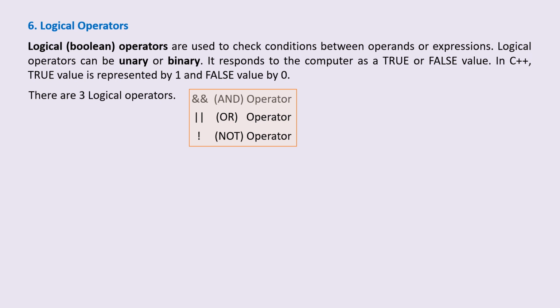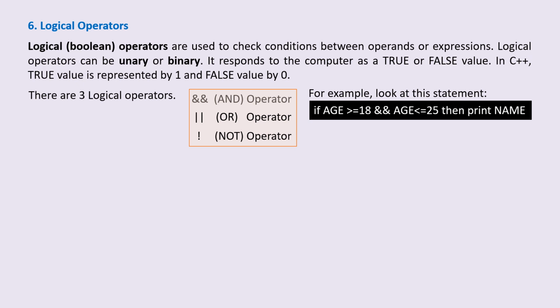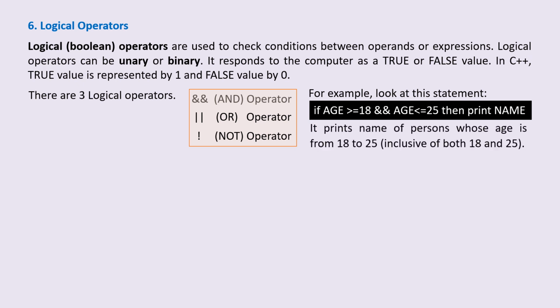For example, look at this statement. If age is greater than or equals 18, and age less than or equals 25, then print name. It simply prints the name of persons whose age is from 18 to 25, inclusive of both 18 and 25.